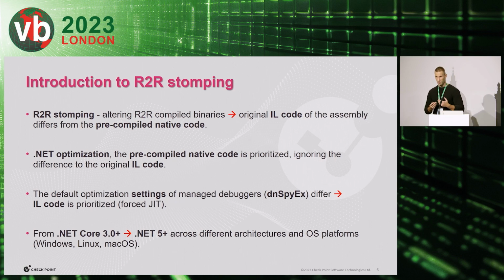And there is another quite tricky problem: the default settings of managed debuggers such as dnSpyEx differ. What does it mean? Basically, when we try to open a ReadyToRun assembly in the dnSpyEx tool and try to debug it, what is executed is actually our IL code that gets compiled via forced JIT. So the precompiled code of the ReadyToRun assembly is ignored in dnSpyEx. The result is that we have different execution once we try to execute our ReadyToRun assembly in normal execution, and once we try to execute it in the dnSpyEx debugger.